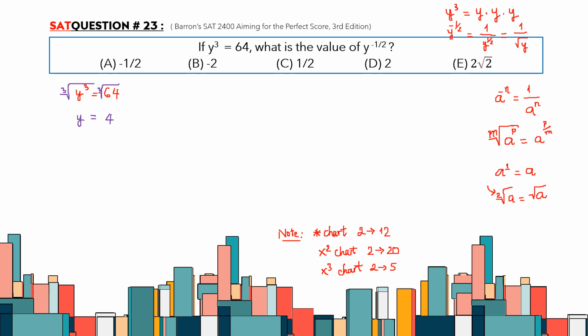So we will find a number that multiplied by itself 3 times equals 64. Just like y times y times y equals 64. The only number that fits is when y equals 4: 4 times 4 times 4 equals 64. 4 times 4 is 16, times 4 is 64.